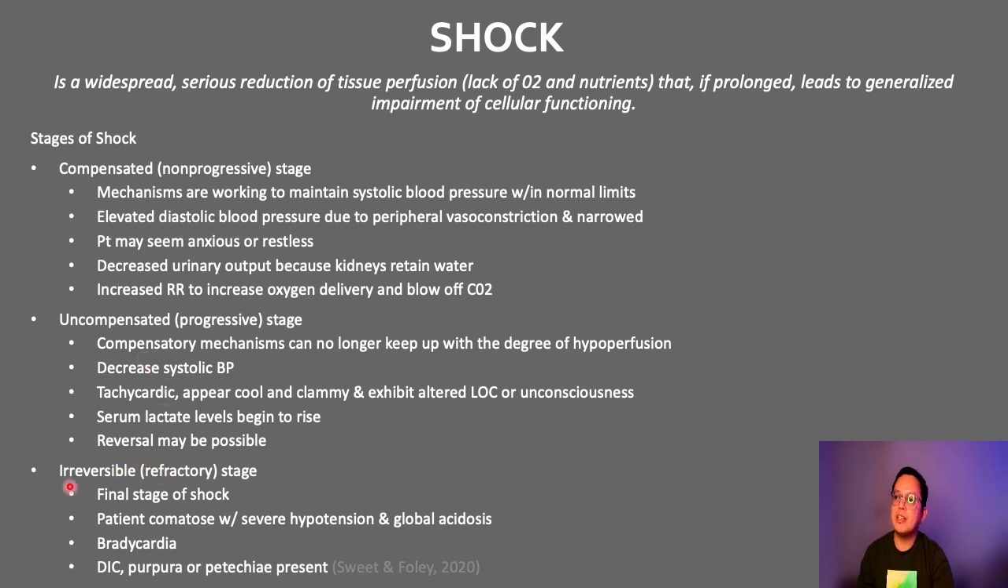Next is the last one, the irreversible or the refractory stage. This is the final stage of shock. So the patient will present as comatose with severe hypotension and global acidosis, and the patient will have bradycardia, DIC or disseminated intravascular coagulation. So there will be blood clots everywhere, and purpura or petechiae is present.